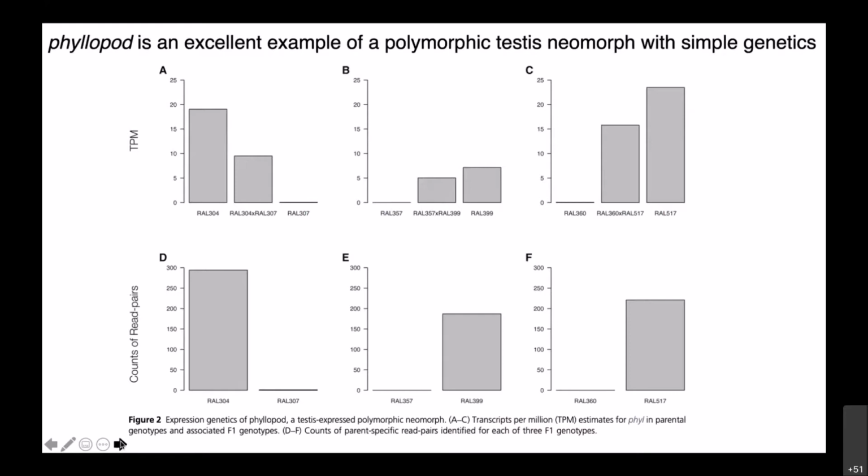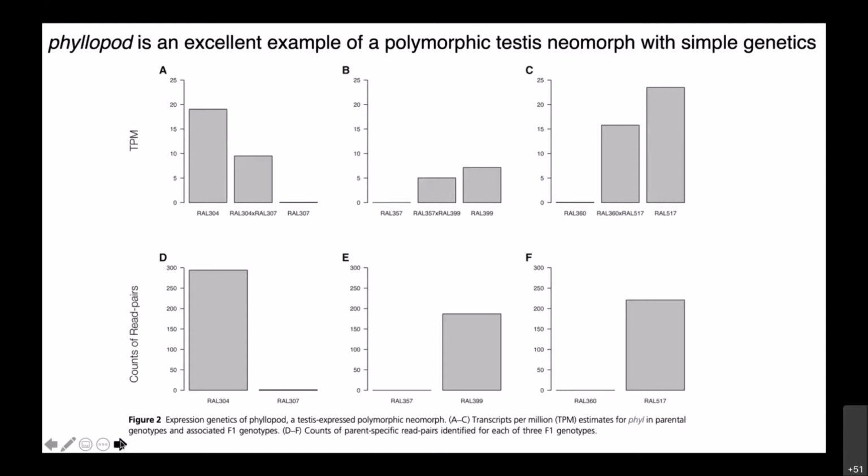Now, if we look at panel D for this pair of lines, what we've done is taken those reads from the F1, the intermediate genotype in panel A, and we've basically used SNPs to assign the reads to either the RAL304 parent or the RAL307 parent. And what we discovered in this case is that essentially all of the reads in the F1 derive from one of the parental chromosomes only, the chromosome that expressed the gene robustly as a homozygote, RAL304.